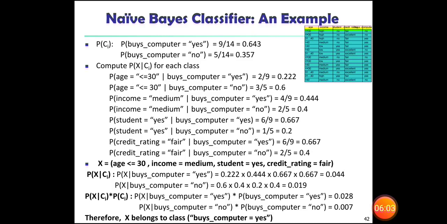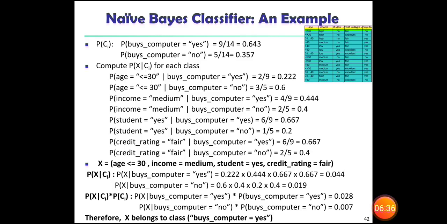Now we calculated P of Ci, so that is over. Next we'll compute P of X given Ci for each class. For each class means for age, for income, for student, for credit rating; for each and every attribute we need to compute P of X given Ci. First we will take P of age less than 30 given buys computer yes, equal to 2 by 9.